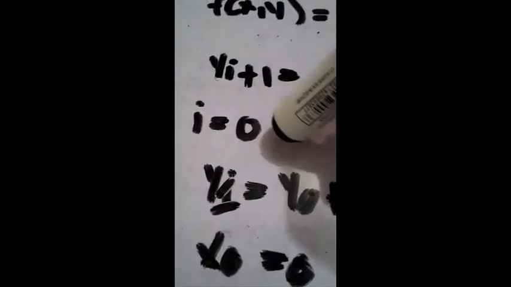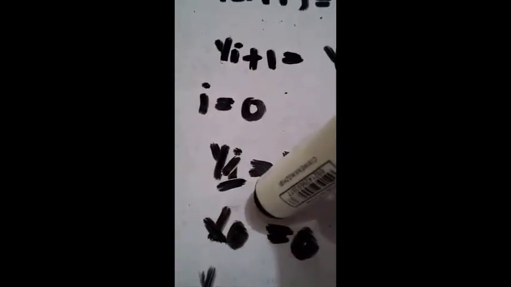If we assume that the iteration is equal to 0, we get y1 equals y naught plus the function of x naught, y naught times the step size. Our x naught is equal to 0, our y naught is equal to 5, and our step size is equal to 3.